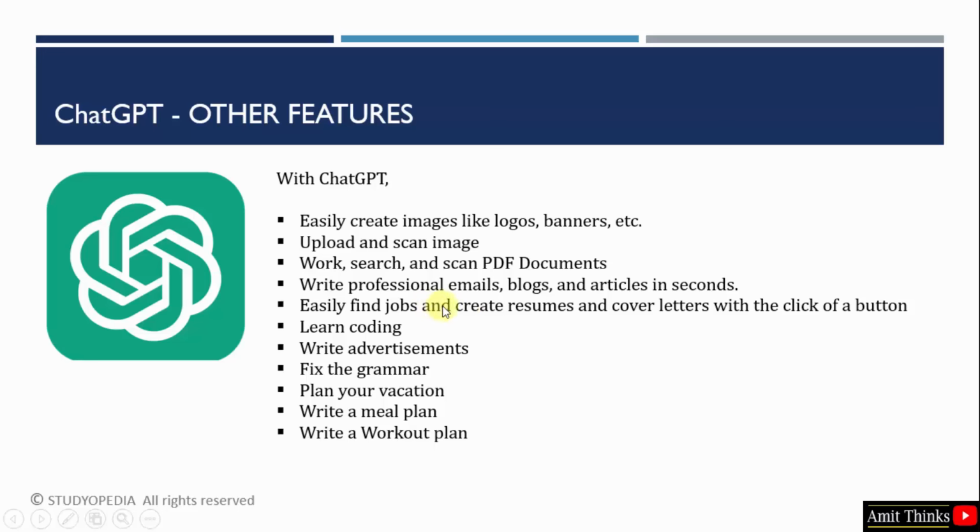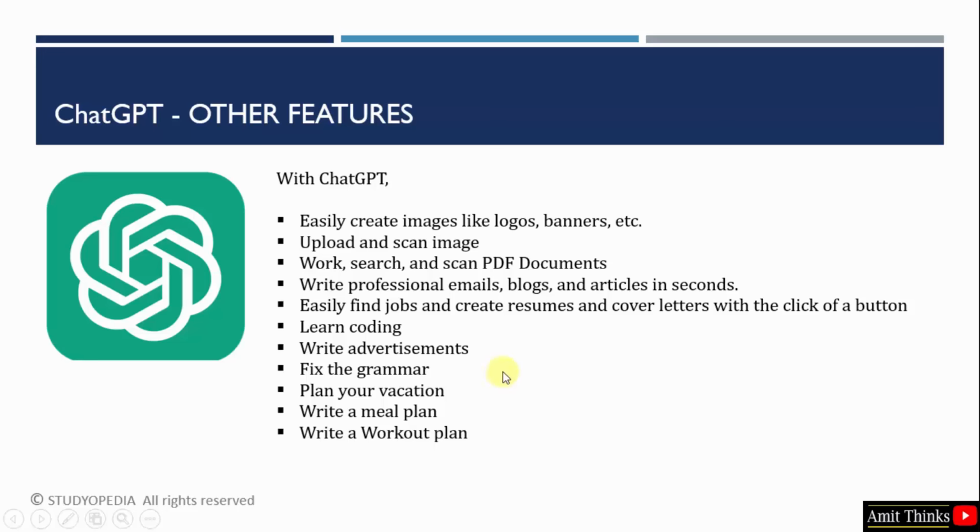Also write professional emails within seconds, articles, blogs. You can also set the tone of the article or blog or the tone of the email, along with the length of the content. Also create resumes and a cover letter from that resume on the click of a button. You can also learn coding. Let's say you want best practices regarding a topic in any language, you can easily generate them. Also get the syntax, or you can convert, let's say, a Java code into a Python code easily with ChatGPT. Write advertisements, fix your grammar or spelling.